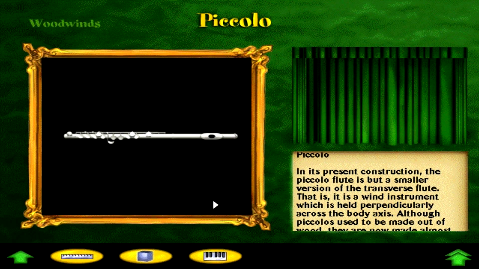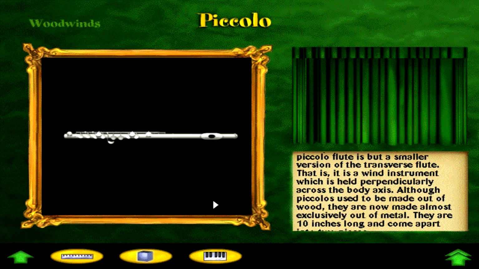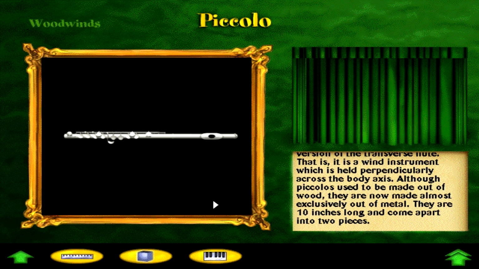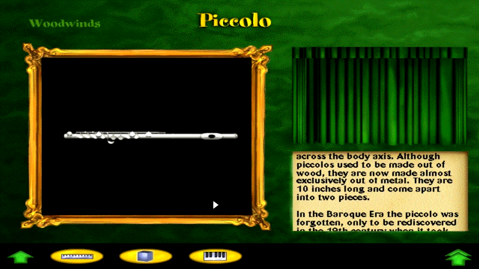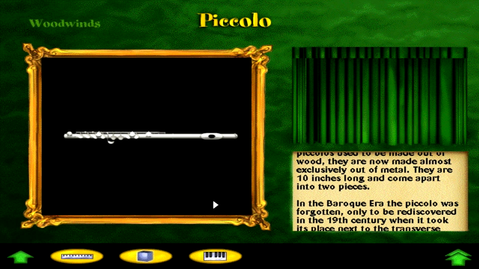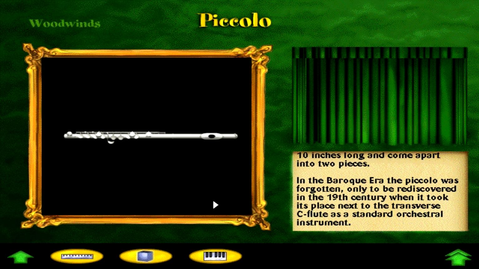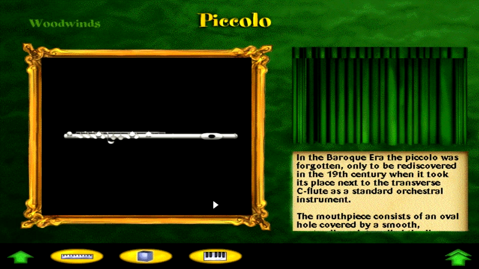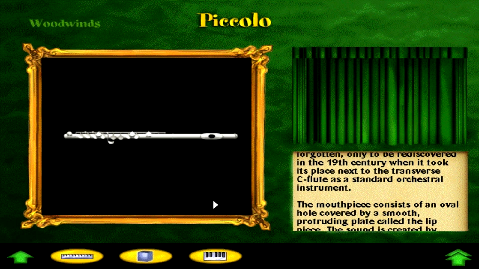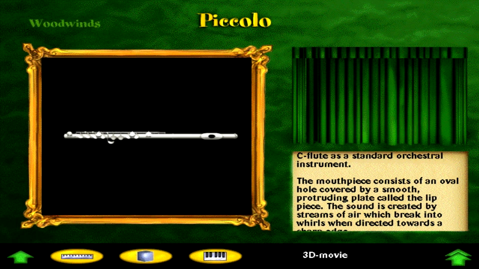In its present construction, the piccolo flute is but a smaller version of the transverse flute. That is, it is a wind instrument which is held perpendicularly across the body axis. Although piccolos used to be made out of wood, they are now made almost exclusively out of metal. They are 10 inches long and come apart into two pieces. In the Baroque era, the piccolo was forgotten, only to be rediscovered in the 19th century when it took its place next to the transverse C flute as a standard orchestral instrument.